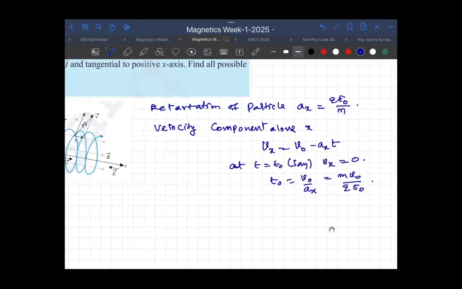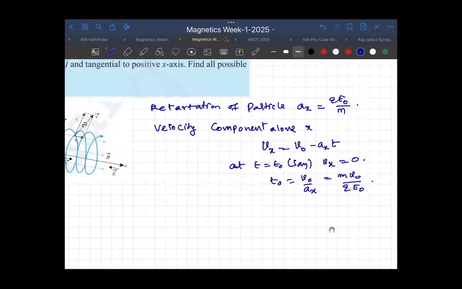Okay. Now the particle will be exactly at the x-axis during this time and is traveling in the y direction. How do I know this? Because... now how do you know that it is exactly at the x-axis? Nothing is mentioned in the question.